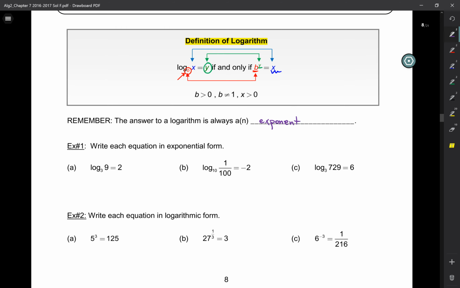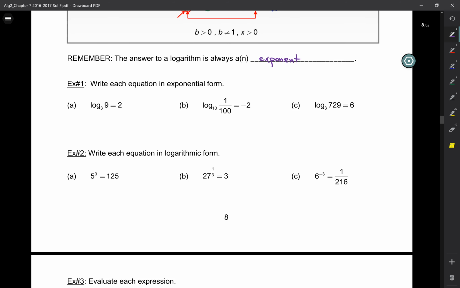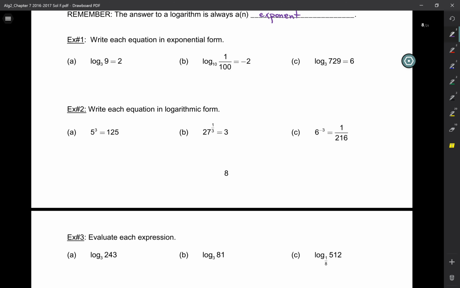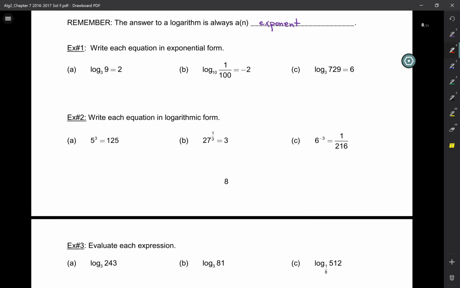All right, so here, we're just going to get used to a couple of things as far as notation is concerned. We're going to write each of these in exponential form. You're given the logarithmic form, you're going to convert it to exponential form. So the first thing you want to do is identify the exponent. In here, log base 3 of 9 is equal to 2. Which one is the exponent? 2. The 2 is the exponent.